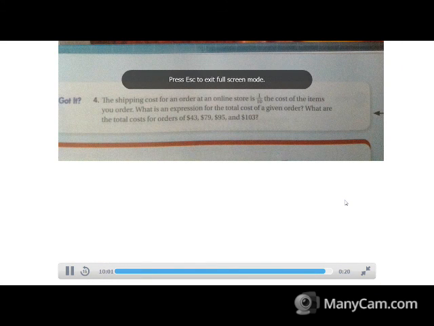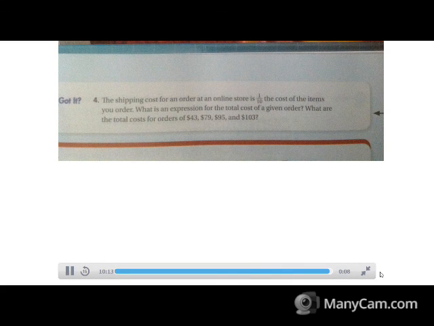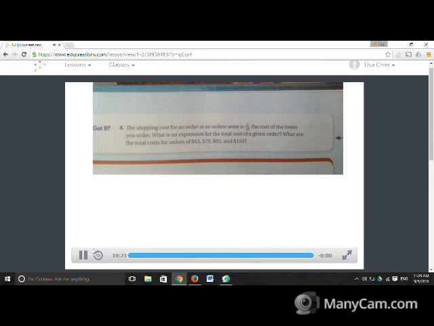So in your student companion, why don't you try number 4? The shipping cost for an order at an online store is 1/10 the cost of the items you order. What is the expression for the total cost of a given order? What are the total costs for orders of 43, 79, 95, and 103? So look back through the video if you have any questions, and we'll go over it tomorrow.